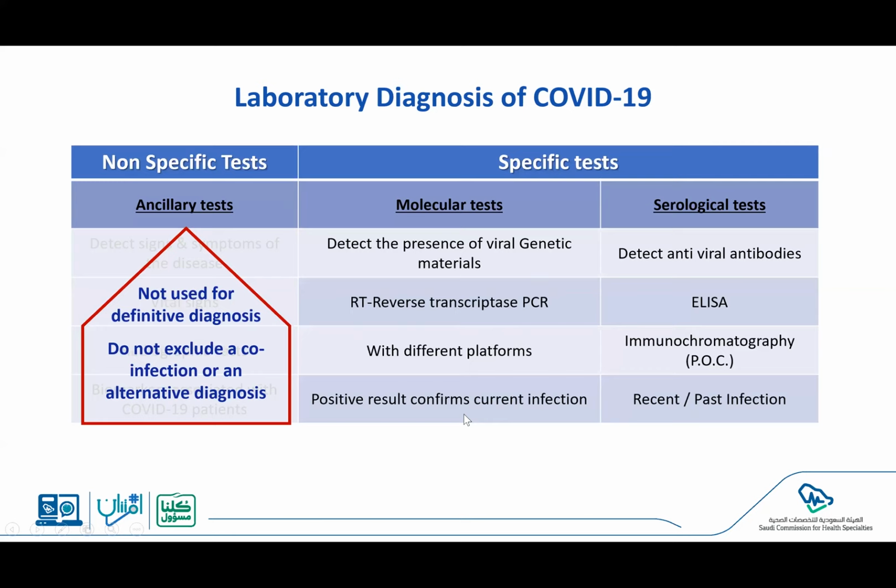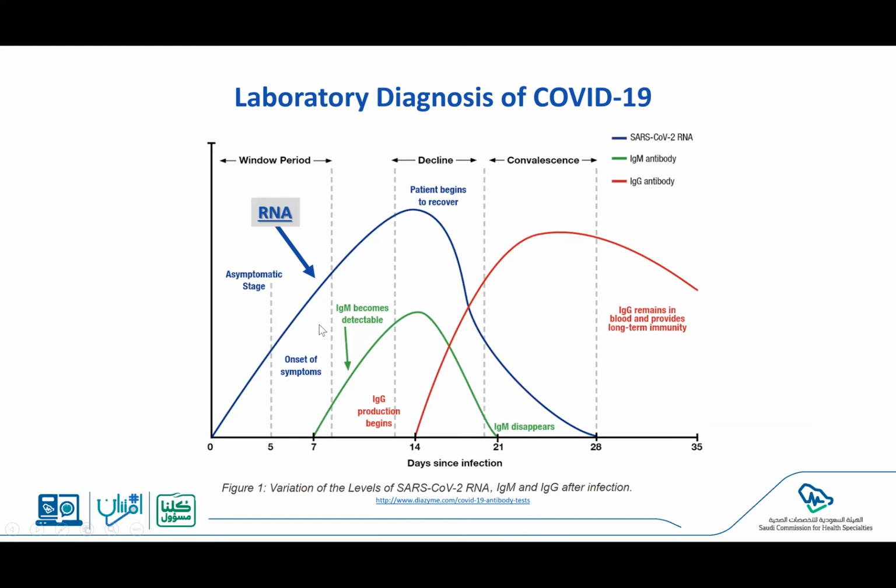This graph shows us the detection time of the RNA, the genetic material of the virus, and the antibodies. The IgM appears first, then the IgG. As we see, the window period between the detection of the genetic material and the detection of the IgM is about 7 days. So it's quite big, one week.